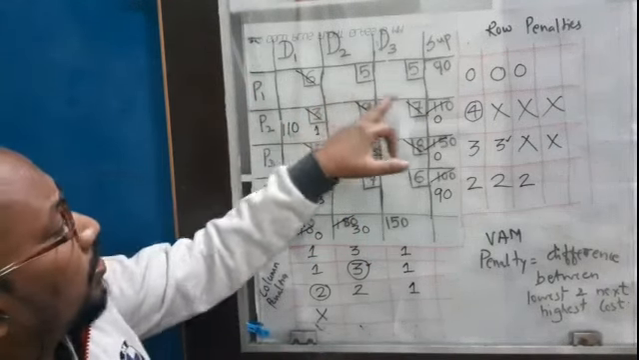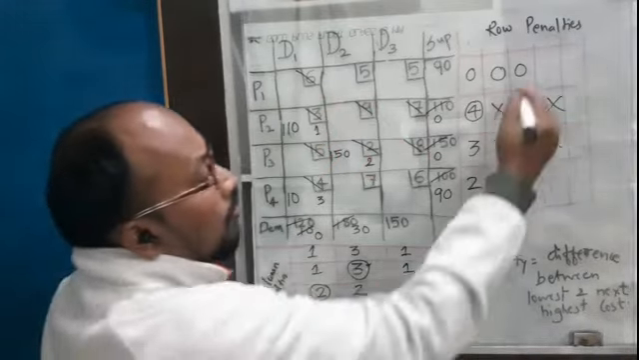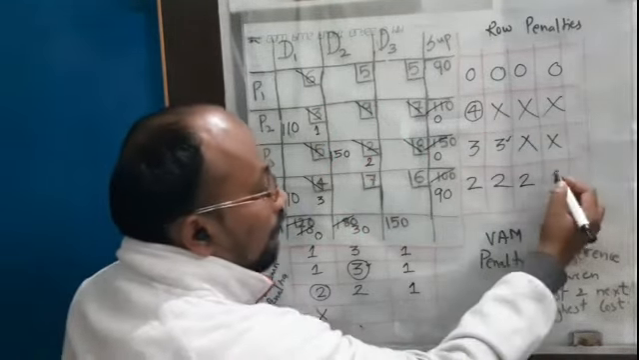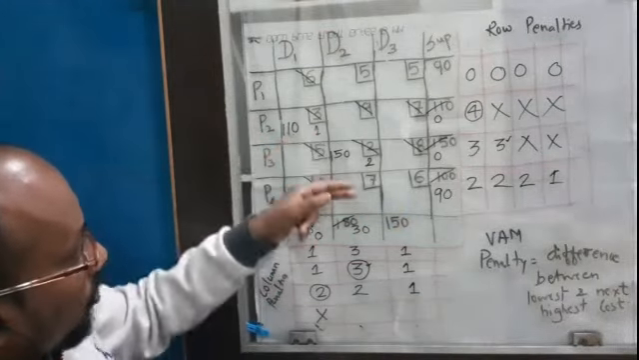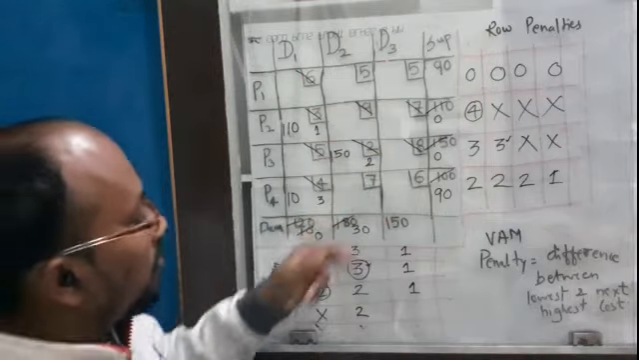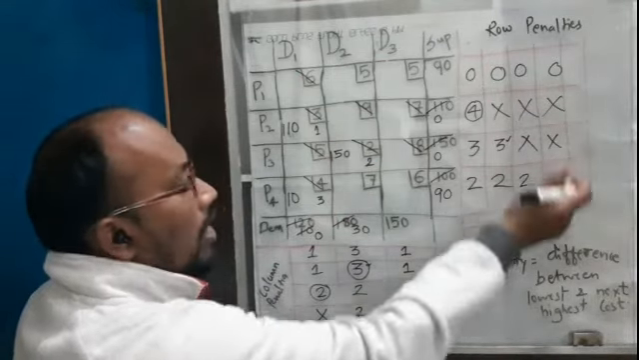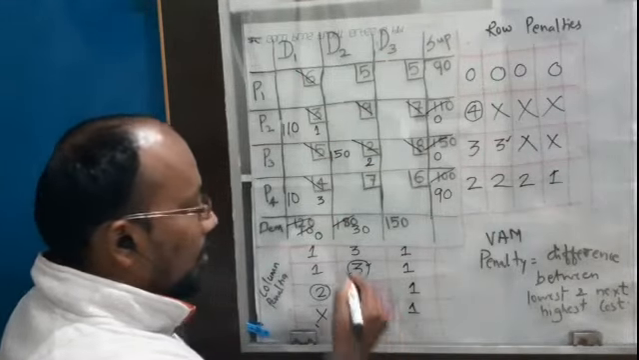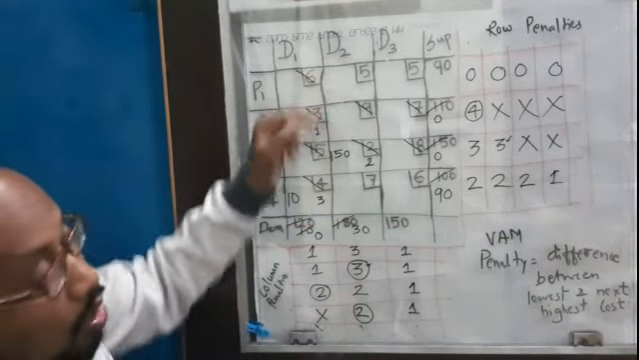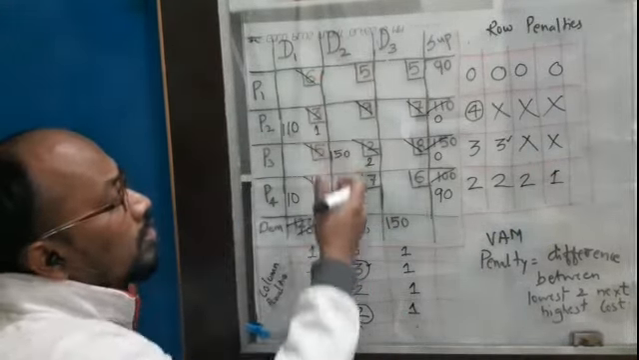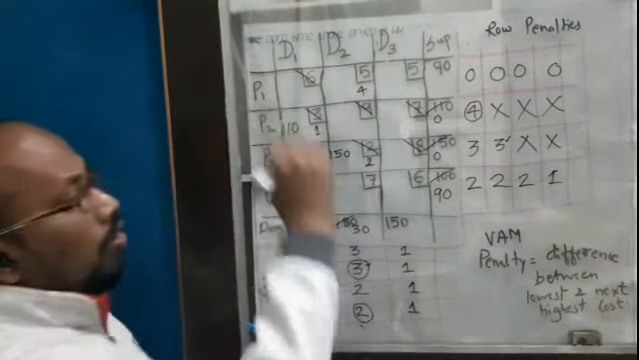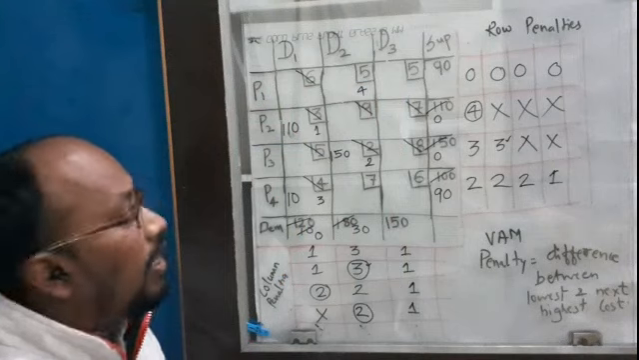So for P1 the difference is 0. For P4 the difference is 1. For D2 the difference is 2. For D3 the difference is 1. The highest penalty is 2. For which column? D2 column. So in the D2 column, which is the lowest cost? This is the lowest cost. So our fourth allocation will be at this particular cell.